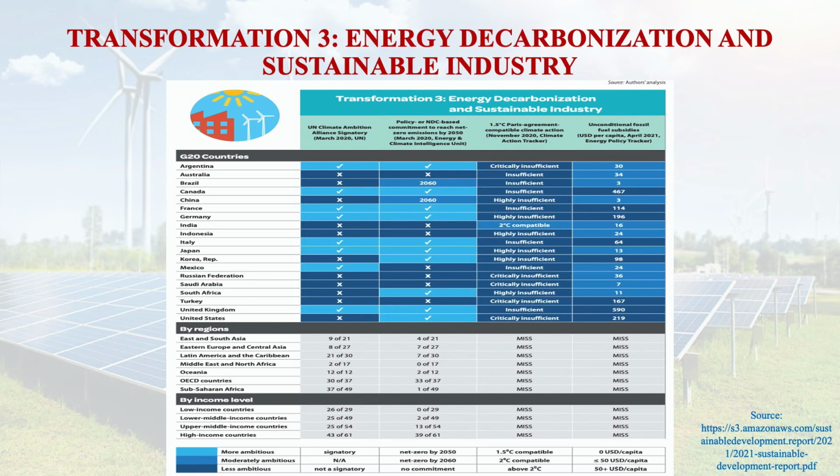You will see here in this figure the status of G20 countries and their commitment, whether they have accepted all the transformation strategies of transformation number 3, energy decarbonization and sustainable industry, and by region also it has been shown in the figure, and then by income level also here. So this is the abstract scenario in G20 countries. Please have a quick look into this.